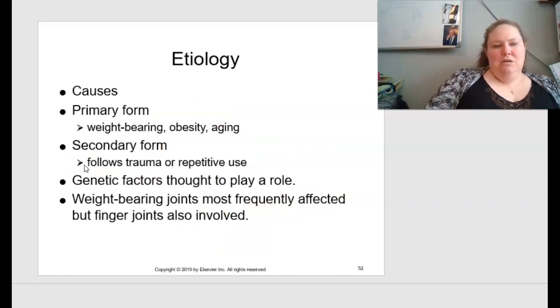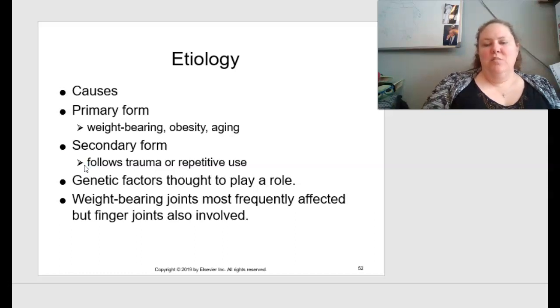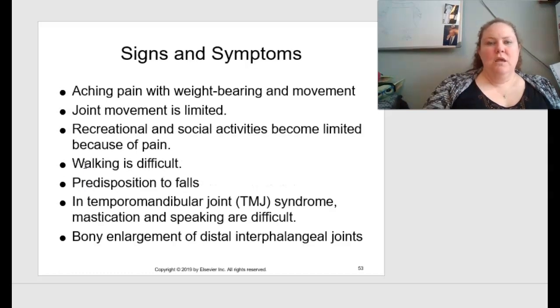So what about the etiology? Okay, well, the primary form is going to be from weight bearing, from obesity, and from aging. But we do have secondary forms, and this can be following a trauma or from repetitive use. Genetic factors are also thought to play a role, and weight-bearing joints are most frequently affected, but finger joints are also affected. Some of the signs and symptoms are going to be an aching pain with weight bearing and movement. You have limited joint movement. You have recreational and social activities that become very limited because of the pain. When you're in pain, you're not going to want to do them.